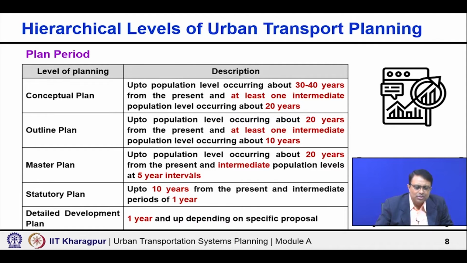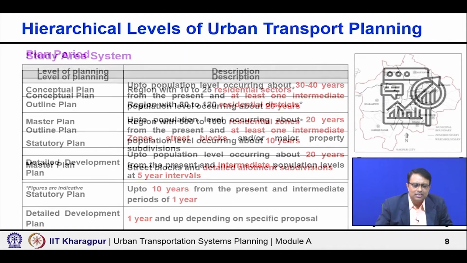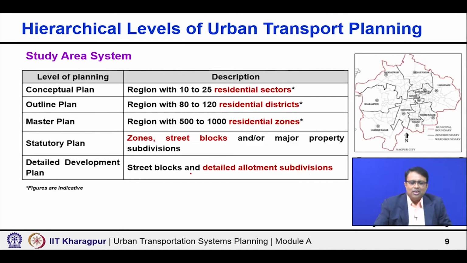Next, if we consider the study area system, I have told here that for conceptual plans maybe we are going up to residential sectors, right, and then for the outline plan we are considering the residential district levels. So, a district is a smaller unit than residential sectors. At the master plan level, residential zones are further smaller, right.